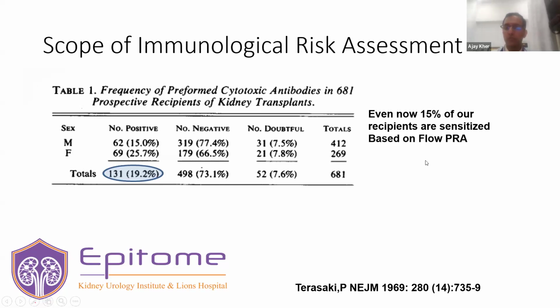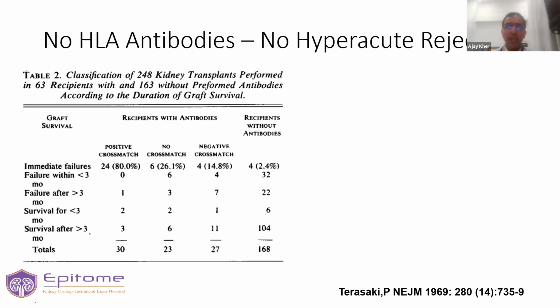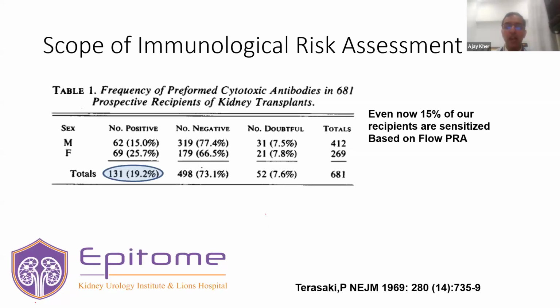Even in this day and age, that ratio is not any different. About 15% of our potential transplant recipients are sensitized, whether you assess it on a flow PRA or any other antibody assessment tool based on HLA antibodies. These are the patients who are sensitized in whom we are trying to evaluate the donor-recipient pair. For those who don't have any antibodies at all, you could do no testing and take them forward for transplant, and you wouldn't be any wiser than you are with all the tests that you've done.